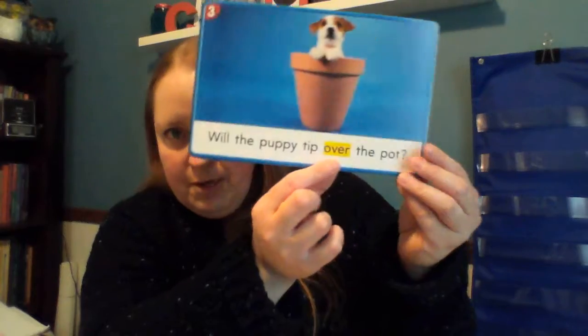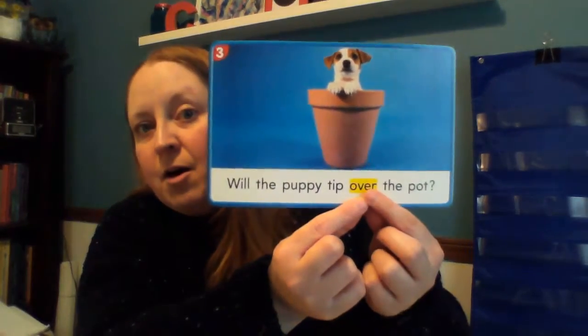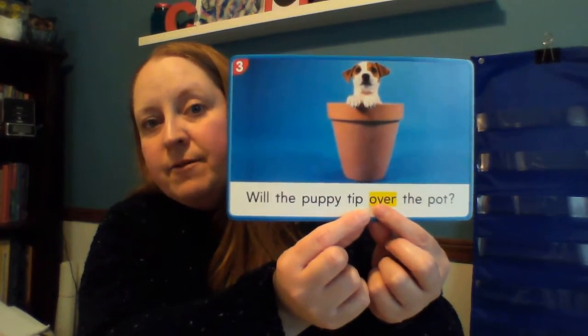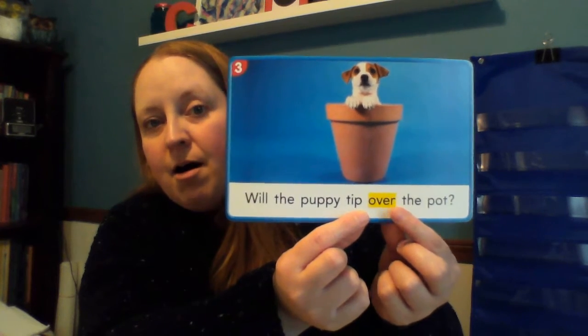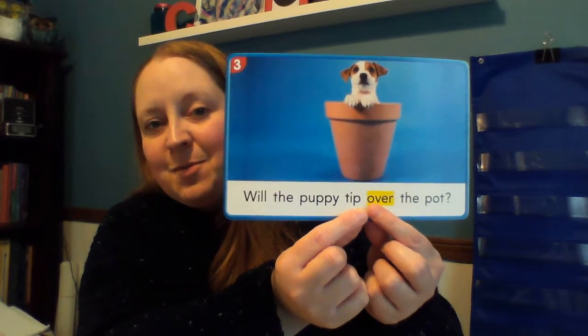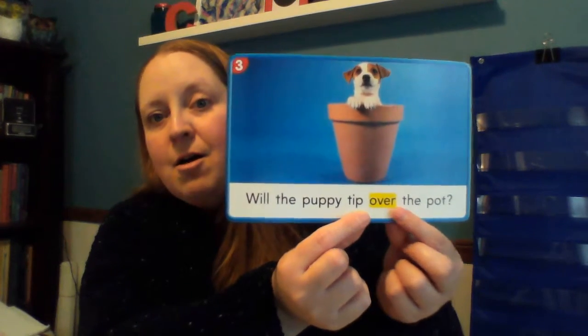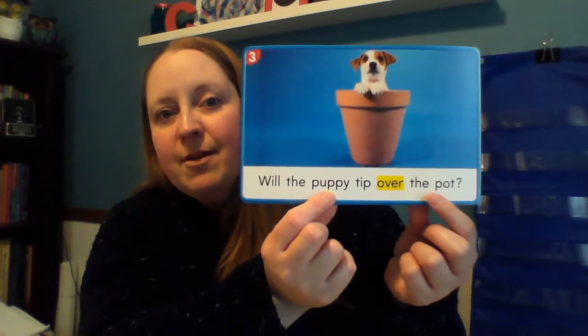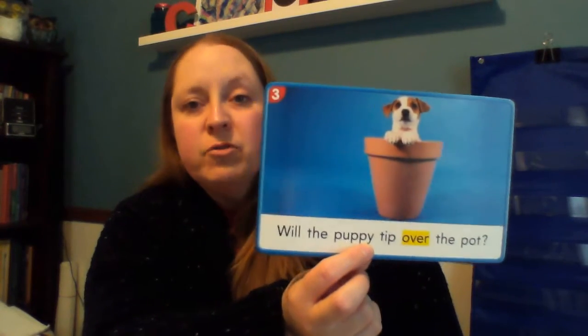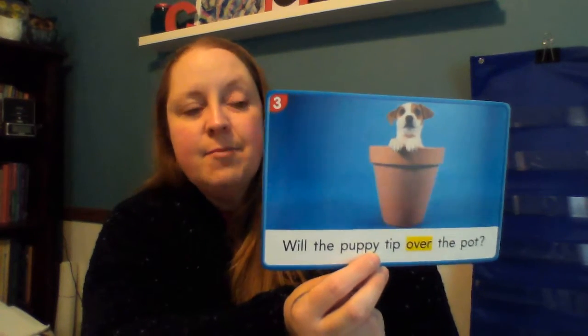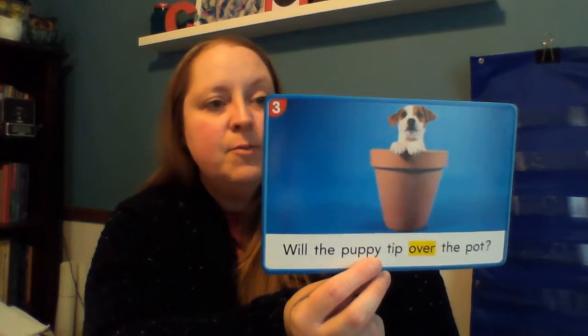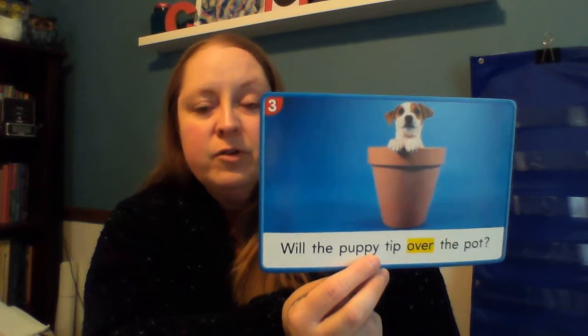Our third word wall word is the word over. Over is spelled O-V-E-R. Over. Spell it with me. O-V-E-R. Over. Will the puppy tip over the pot? Over. When you turn something over, you turn it on its side or upside down. You might say, I turned over the rock to look for bugs, or did you flip over the toy car?